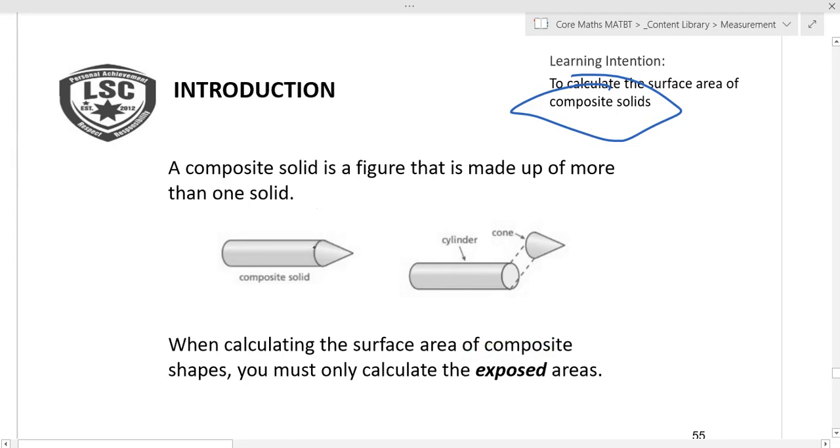If you put these two together, what area can't you see? Have a think about it. If you put these two shapes together, what area are you unable to see? Yeah, so the base of the cone, so underneath the cone, and there's also one more face that you can't see. The top of the cylinder, good. So you can't actually see these two parts, so underneath the cone and the top of the cylinder, which means that you don't add or you don't calculate those areas. You only want to look at the exposed areas, so the area that you can see.